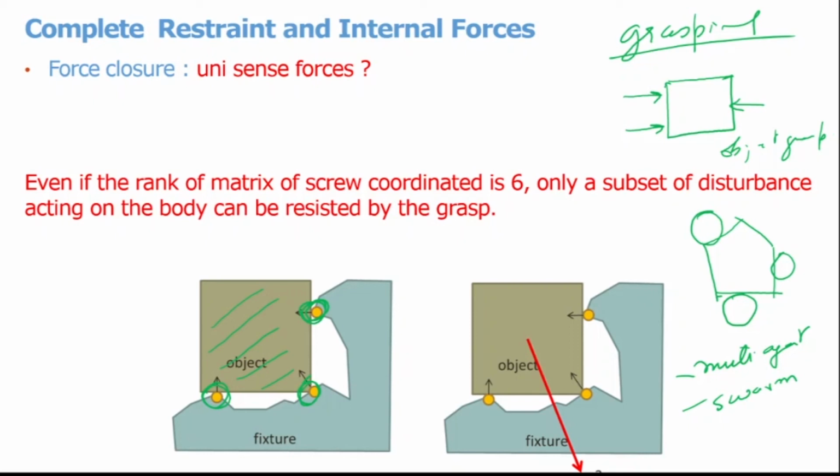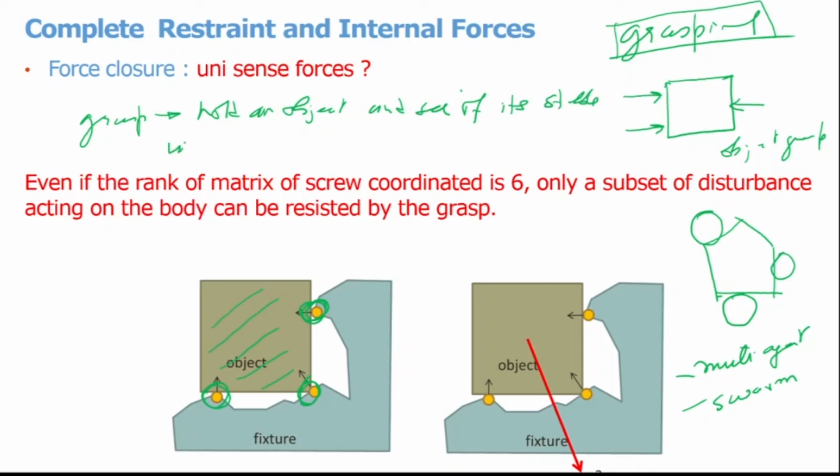Now in this particular case, grasping basically means you want to hold an object and ensure that the object is stable under external disturbances. So what is a grasp? It is to hold an object and see if it's stable under external disturbances.